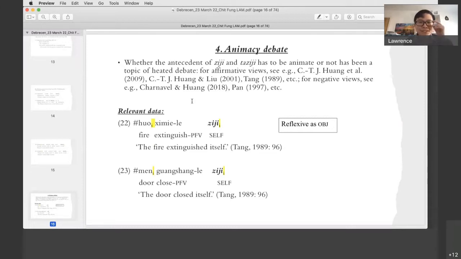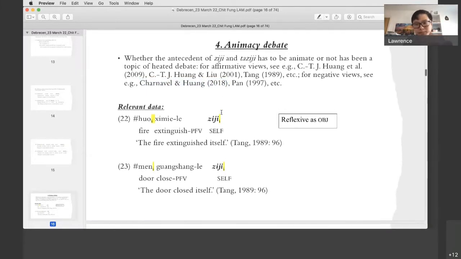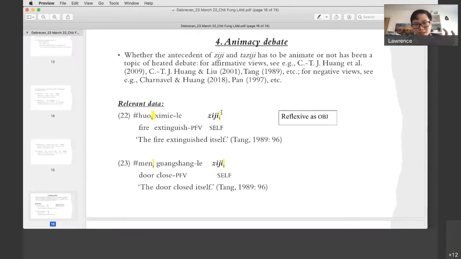Some studies believe that yes, they have to be animate. But others, for example, I believe some of you might have read Chit-Fung Lam 1981, believe that no, they don't have to be animate. So we will take a look at what's actually happening, just by discussing the empirical data, without subscribing to a theoretical framework. So the first one, fire extinguishes itself. Extinguishes self. By my own judgment, this kind of sentence sounds rather bad. Similarly, if we say door closes self, this is not really right.